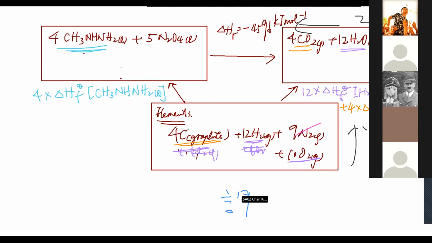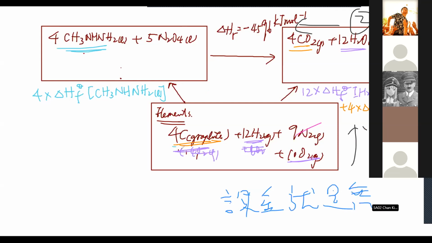4H2. Okay, 4. Okay, there should be what? This is from the element 4 carbon here. What else?